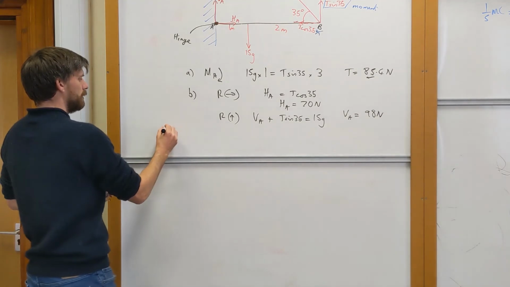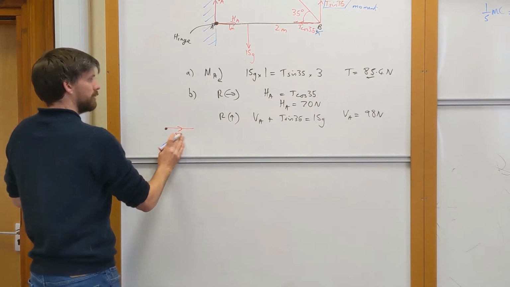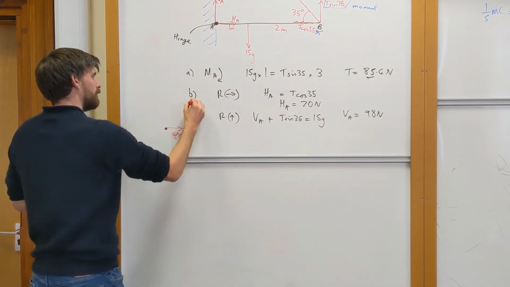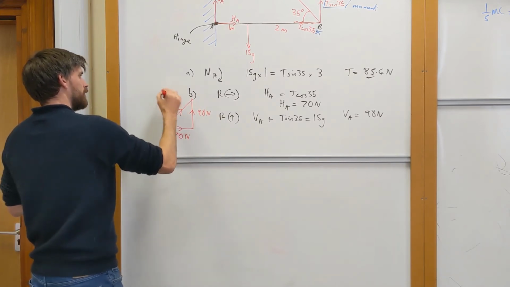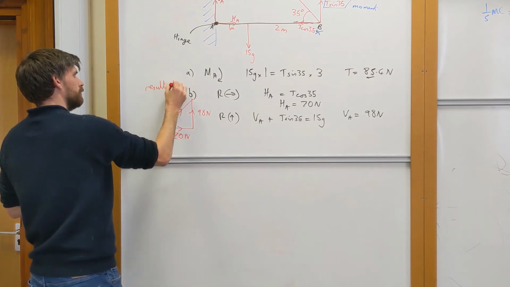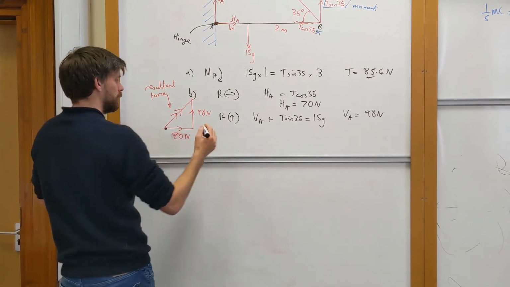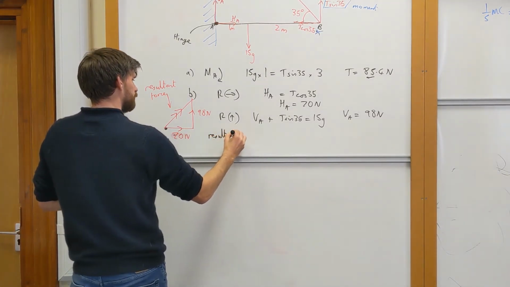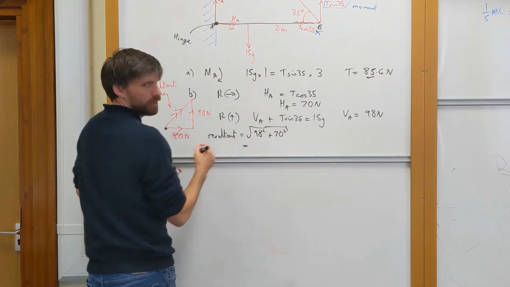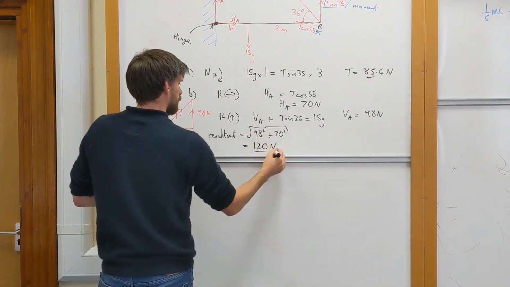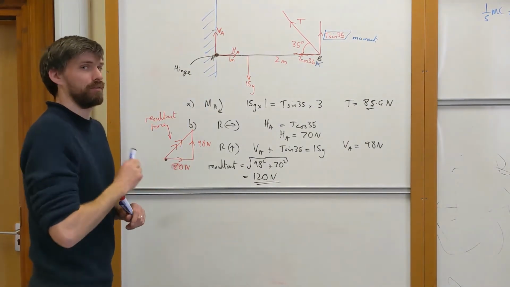So now if I consider A, we have a horizontal force going this way with 70 newtons. We have a vertical force going this way with 98 newtons. This is my resultant force. And obviously we're going to get that by using Pythagoras. So my resultant is equal to root 98 squared plus 70 squared, which will give me 120 newtons. And if you ask for direction, well, it's acting up and right, so up and away from the wall.